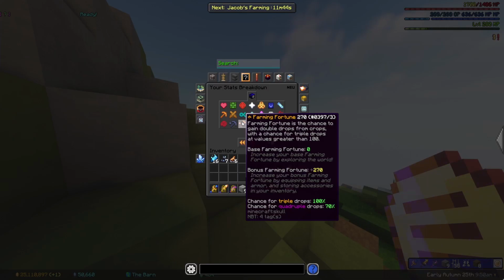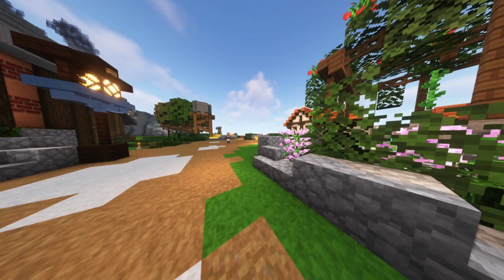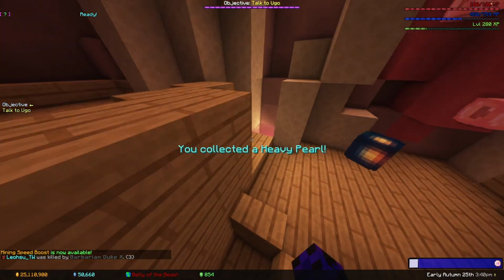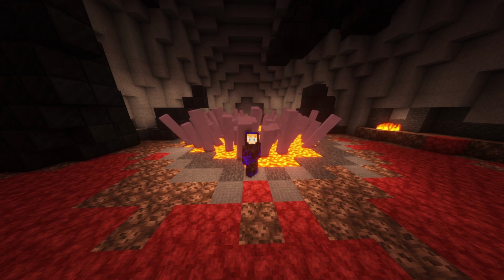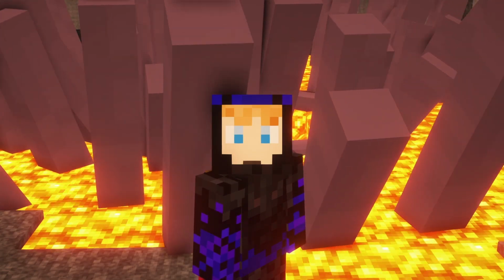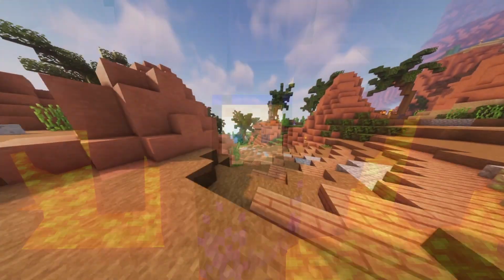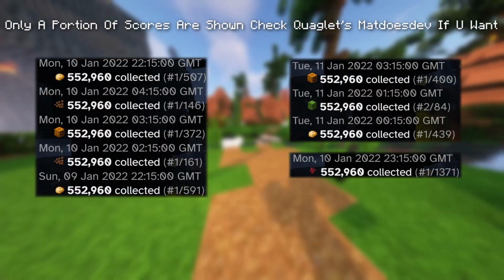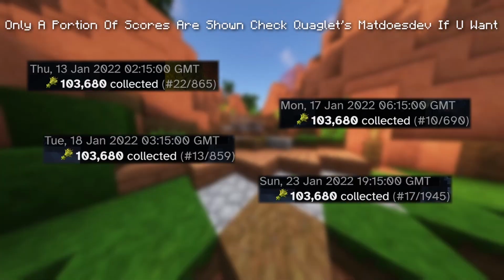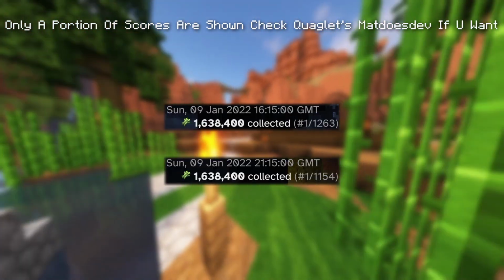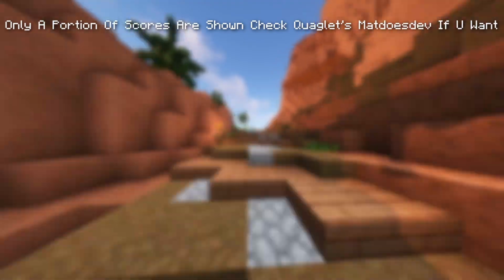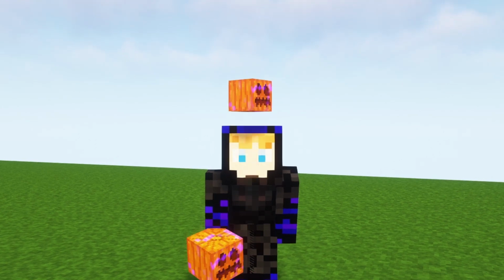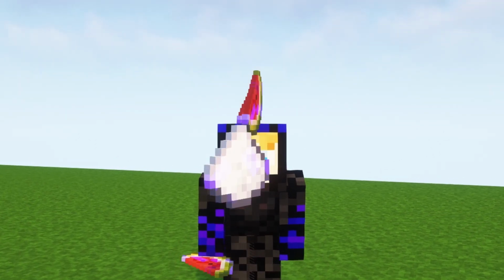For example, factors like your fortune multiplier, lag, TPS drops, base crop rates, where you're starting your farm, and reaction time will result in 2 contests never having exactly the same scores. So then, tell me why Quaglet has so many Jacob's contests with exactly the same scores. 33 scores were 276,000, 25 scores were 552,000, 4 scores were 103,000, 2 scores were 1,638,000. It's clear use of illegitimate methods to get your scores if you're getting the exact same scores down to the ones place 33 times.